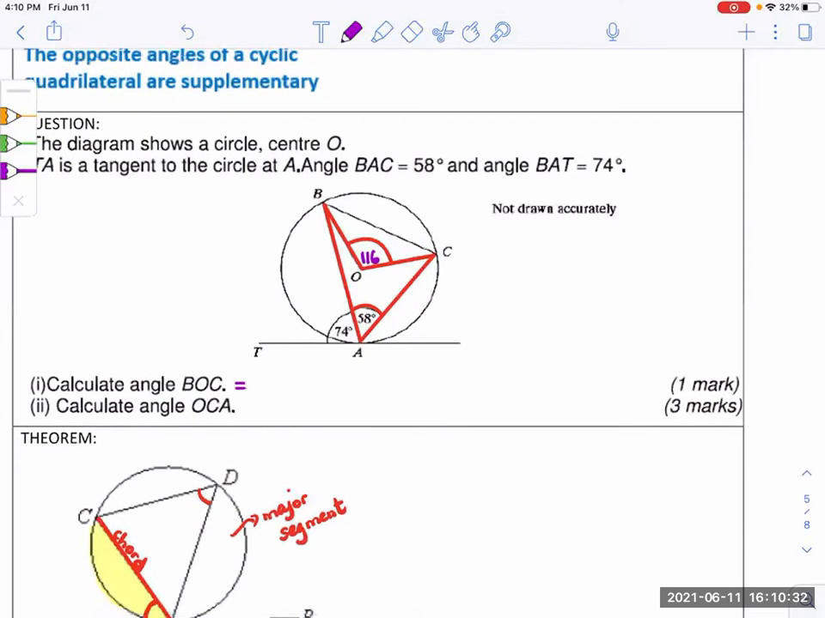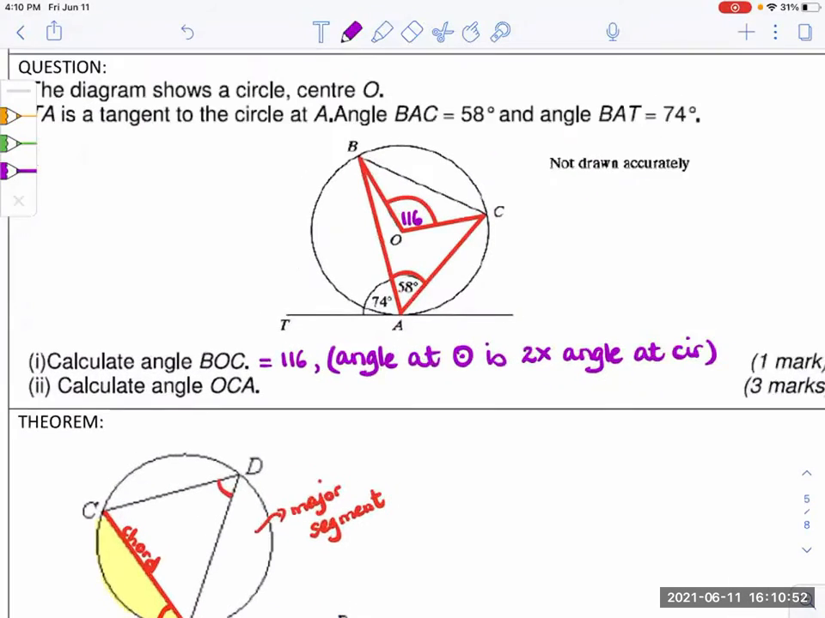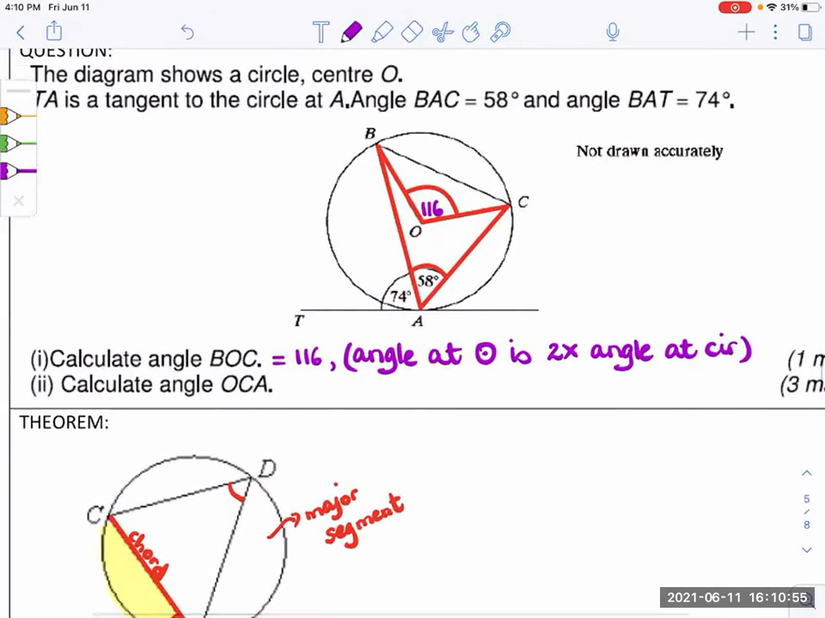So, BOC is 116, since the angle at the center is twice the angle at the circumference. So we get our mark there. Now, we want to find AOC. If this is the origin and this line touches the circumference and this line touches the circumference, how do we call those lines in purple?